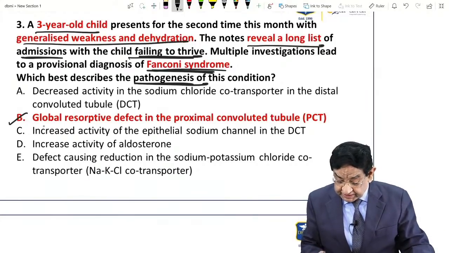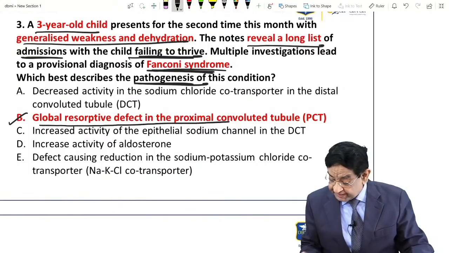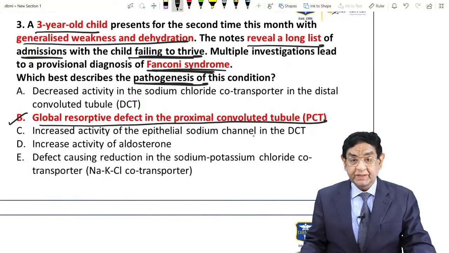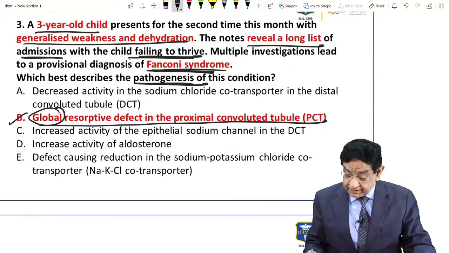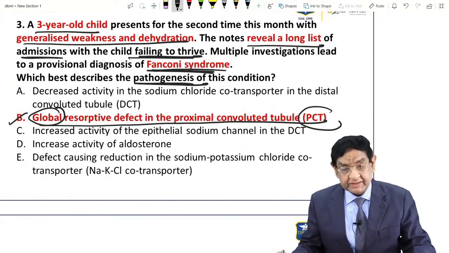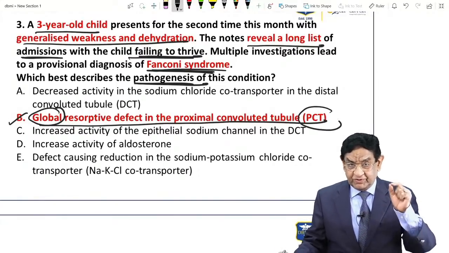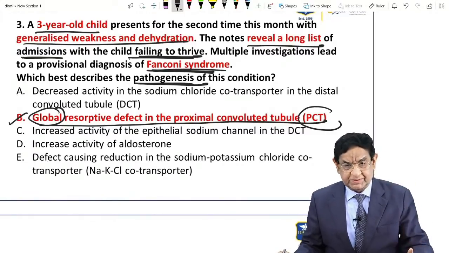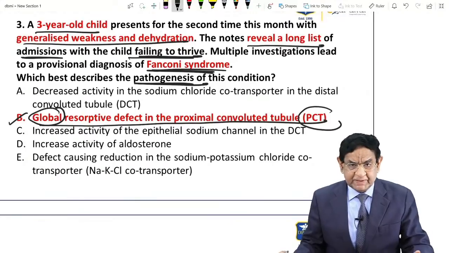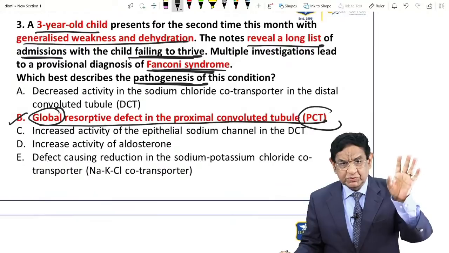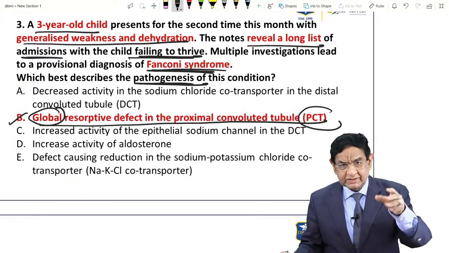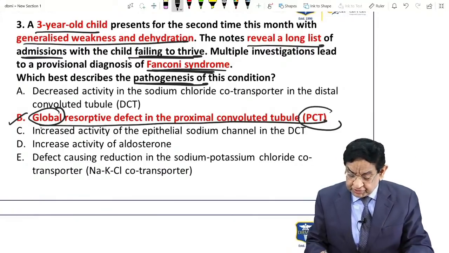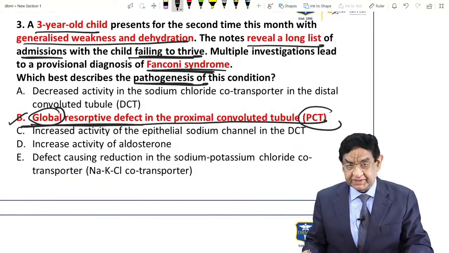Well, the answer is a global resorptive defect in the PCT. We know the PCT is the site of disease, but the word he uses is global. Global means everything is being lost. The way I told you, the PCT is not working. There is amino aciduria, glucosuria, potassium also lost, calcium also lost. So we use the global resorptive defect.